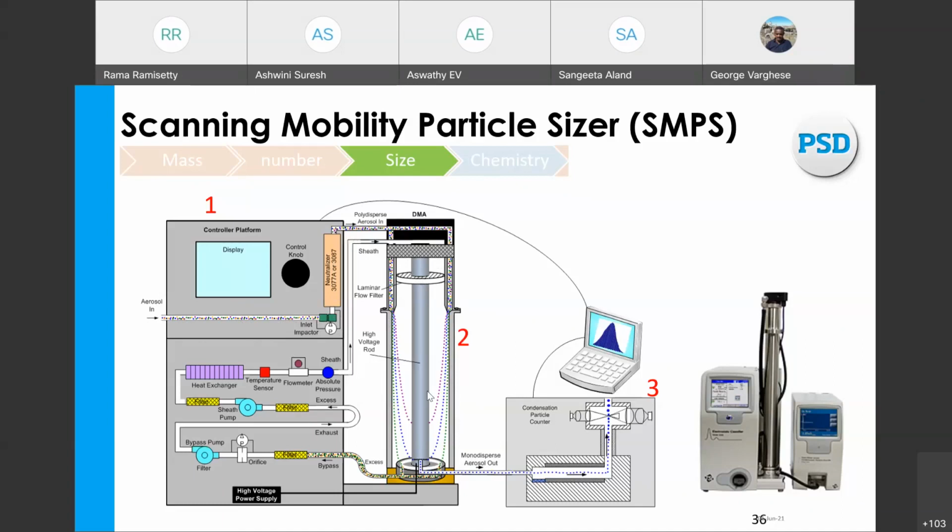Based on the charge on the particle and the size of the particles, they will deviate one at a time. For example, if there are 1, 5, and 10 nanometer particles, first the 1 nanometer particles will come, and then the 5, and then the 10 nanometers. This part we call the sizer. This sizer will give you one size at a time, and then these particles will be counted by a condensation particle counter. Earlier I explained what a condensation particle counter is. So the instrument looks like this.